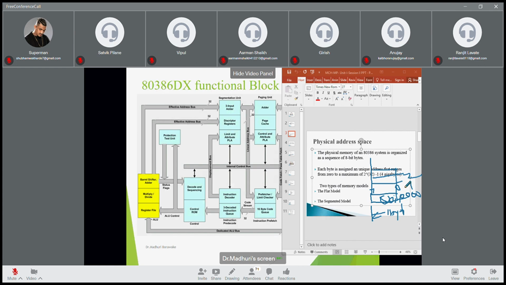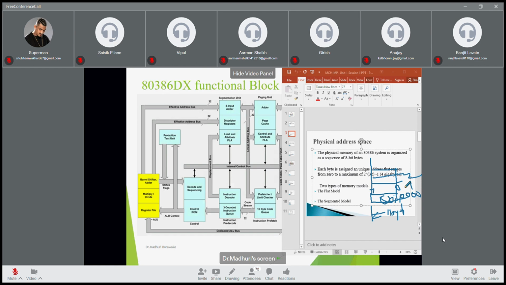So this is the flat model, and the segmented model means the memory is divided into small partitions, and these small partitions are converted into the linear address space. That is the case in the 386 microprocessor and onward microprocessors. But for 8086 it is not like that. It has a code segment and a data segment. So that will be the segmented model.